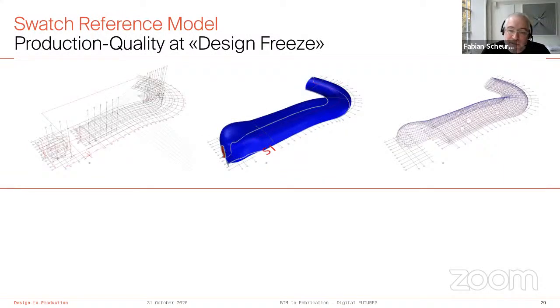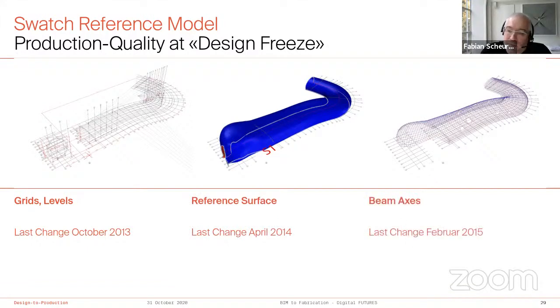But in the beginning, and this is one of the main lessons learned from the Swatch project, it was really crucial to get a reference model up and running very early on in the project. So we defined not only the building axis, which is pretty natural for every project, but also the reference surfaces that precisely define the shape of the building down to fabrication tolerances, which are in timber in the vicinity of 0.5 millimeter, actually. And also the beam axis grid.